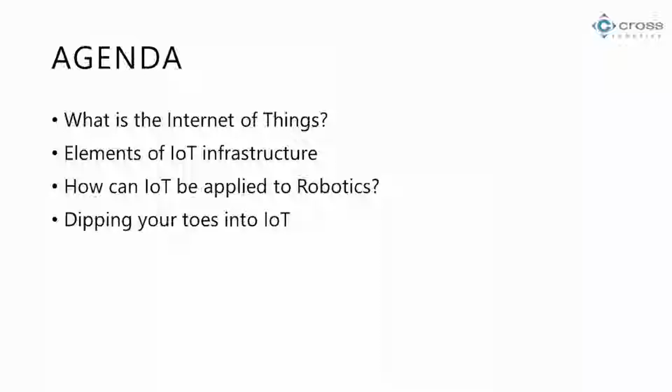So we're going to talk about what is the Internet of Things at a pretty high level view. What are the elements of an IoT infrastructure? How can IoT be applied to robotics? And if you wanted to dip your toes into implementing IoT concepts in manufacturing or production, what are some of the ways to do it?